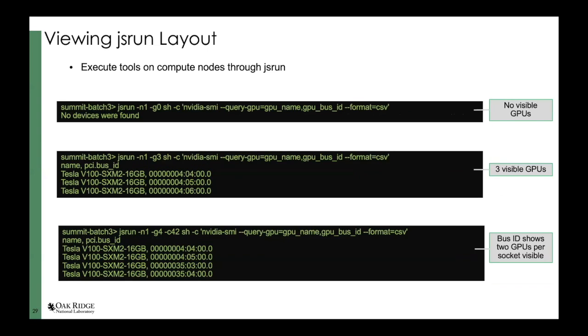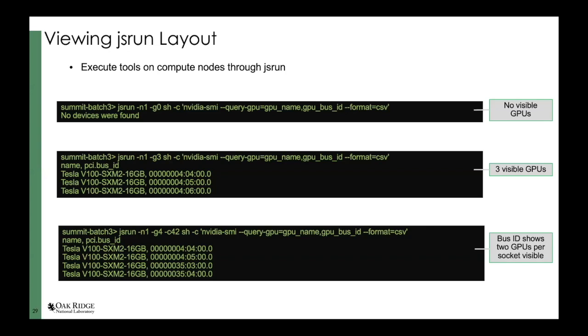So another way that you can view layout is you can run an executable, a tool that vendors may provide. In this case, I use NVIDIA's SMI tool to see what GPU resources my JSRun command could see. So in the first example, you can see I ran JSRun with 1 resource set and no GPUs, and then I started a shell and executed the nvidia-smi command with some flags, and it reports that you have no GPUs, as I would expect.